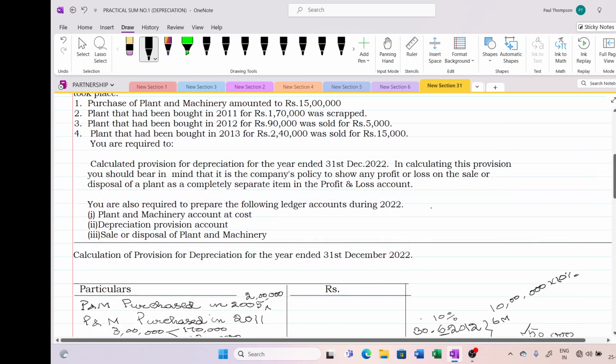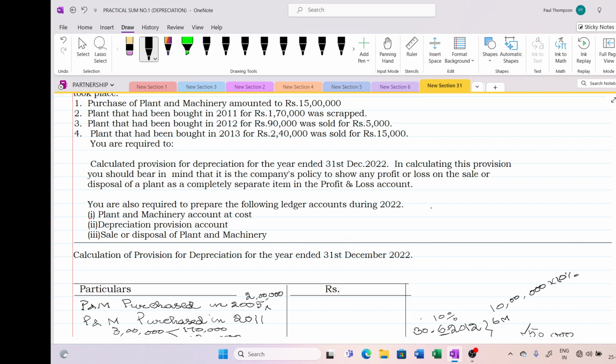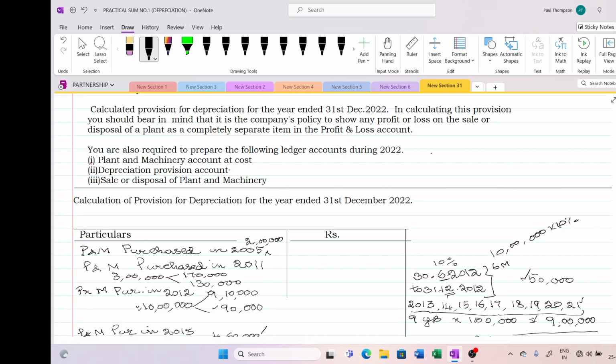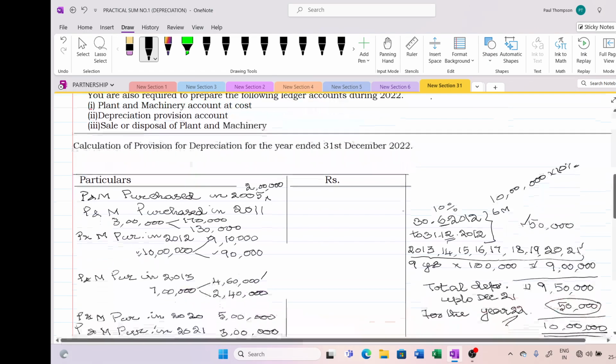Now they have asked you to calculate the depreciation provision for the year ended 31st December 2022. In calculating, you should bear in mind the company's policies. Of course, we are going to keep it in a separate account. So they have asked us to prepare the ledger accounts: plant and machinery, depreciation provision, and disposal of plant and machinery account. So let us go into the preparation of depreciation for 31st December 2022.